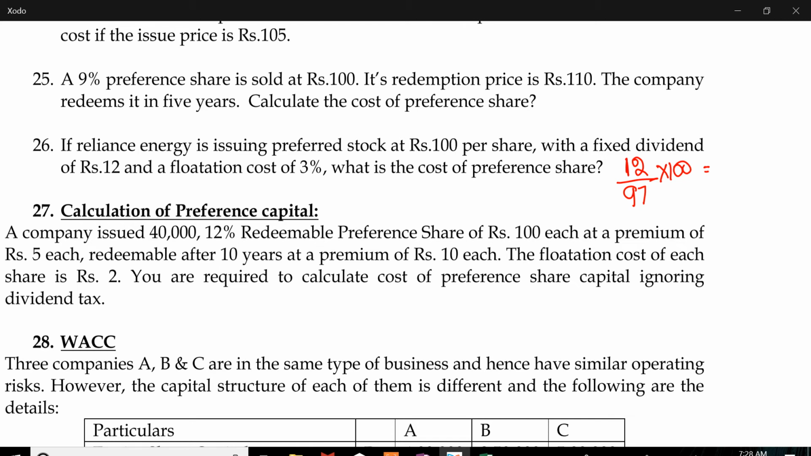It's same as cost of debt. You should have ideally revised it, or it should be clear because we have just learnt few days back. It's 12 by 97. Any doubts on 12 by 97? Your 97 is redeemable value minus, net proceeds, issue price minus flotation cost. Your net proceeds is issue price minus flotation cost, which is 100 minus 3. 12 by 97.